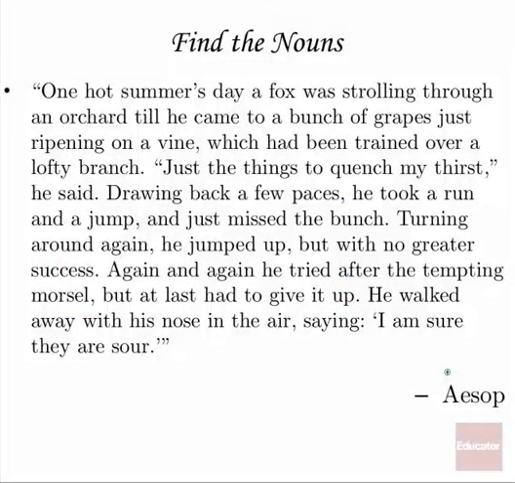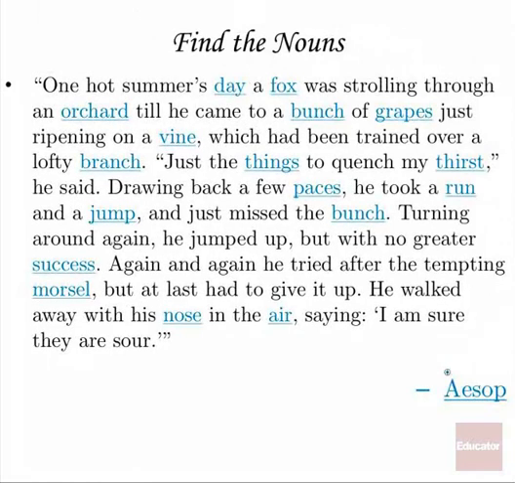"One hot summer's day, a fox was strolling through an orchard till he came to a bunch of grapes just ripening on a vine, which had been trained over a lofty branch. 'Just the things to quench my thirst,' he said. Drawing back a few paces, he took a run and a jump and just missed the bunch. Turning around again, he jumped up, but with no greater success. Again and again he tried after the tempting morsel, but at last had to give up. He walked away with his nose in the air, saying, 'I am sure they are sour.'" That's one of Aesop's fables, The Fox and the Grapes. Take a good look, see if you can find all the nouns in this passage, and determine what kind they are. And here they are.